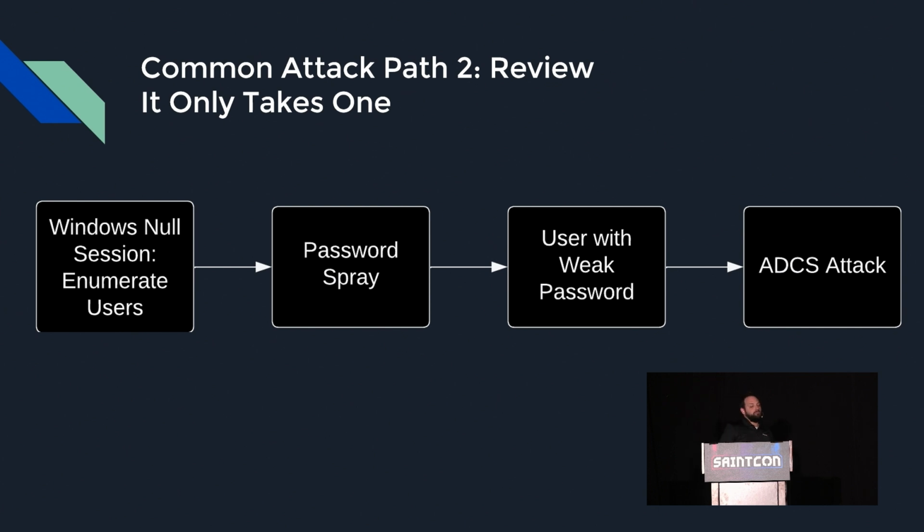So, common attack path. This is the review of the second one. Windows null sessions, we were able to enumerate users with that. And then we performed a password spray. With the password spray, we were able to find some users with weak passwords. And then because the user had weak passwords, we were able to perform an ADCS attack, which was the whole attack vector that we talked about, getting the administrator NTLM hash, forwarding it to the certificate authority, and then back. And then we were able to actually get domain access to the whole entire domain.